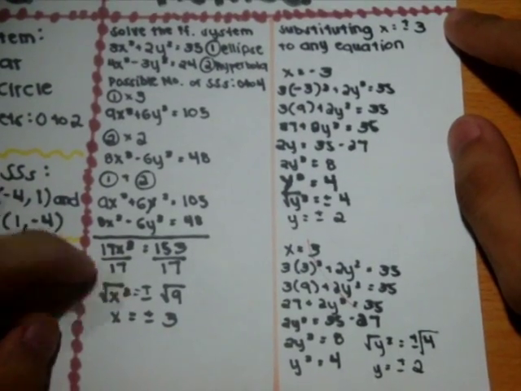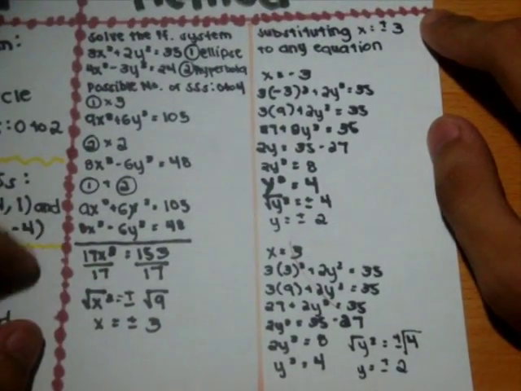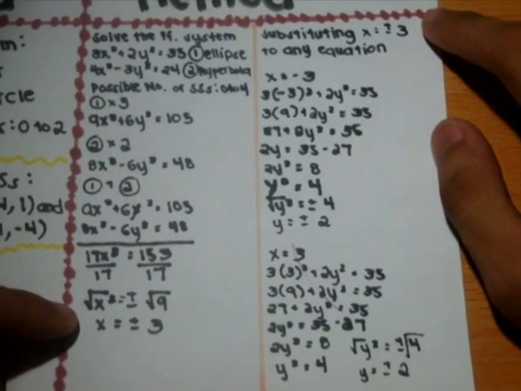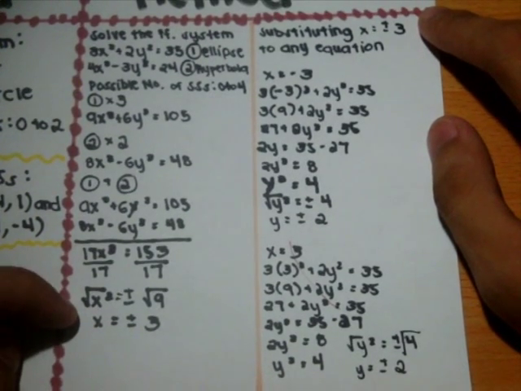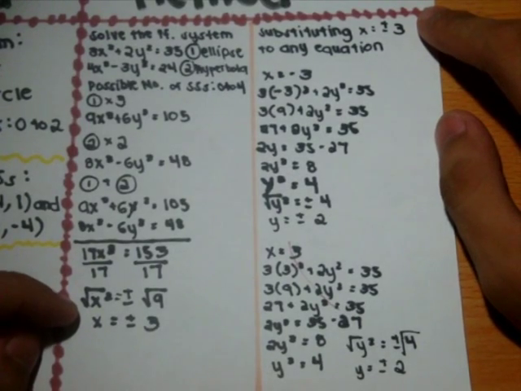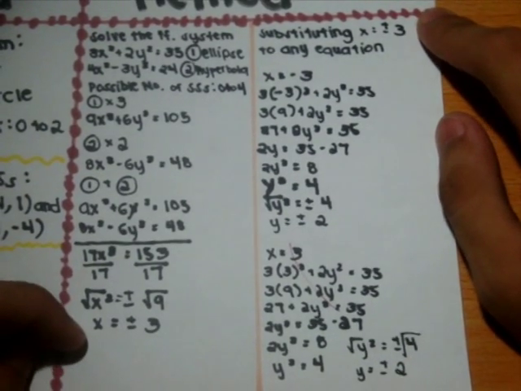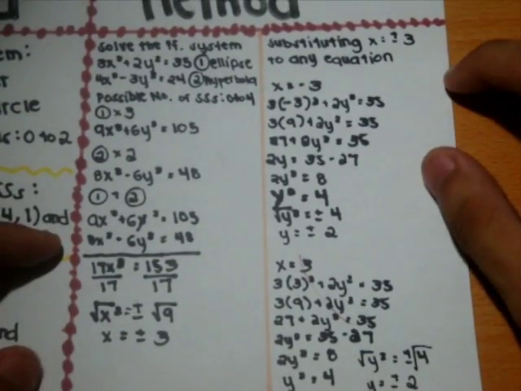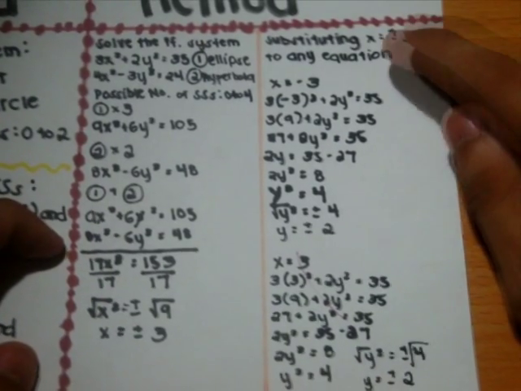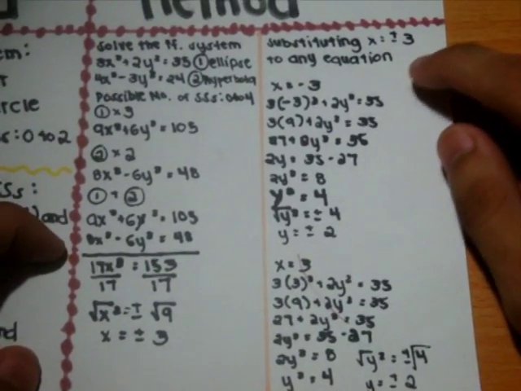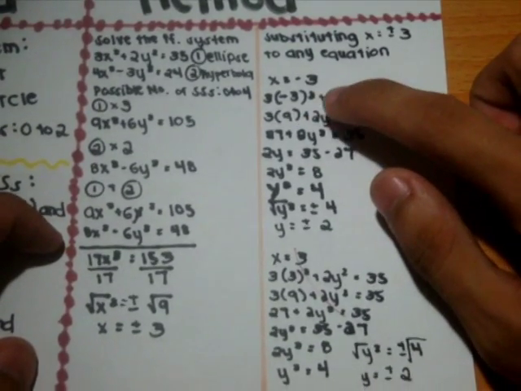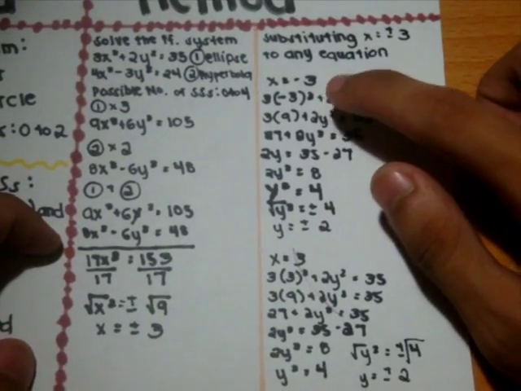So, we arrive at 17x squared is equal to 153. We divide both sides by 17 to have x squared is equal to 9. And to have x, we should square root both sides to have x is equal to plus minus 3. Substituting x is equal to plus minus 3 to any equation, and I chose the first equation, so we start with the x value negative 3.